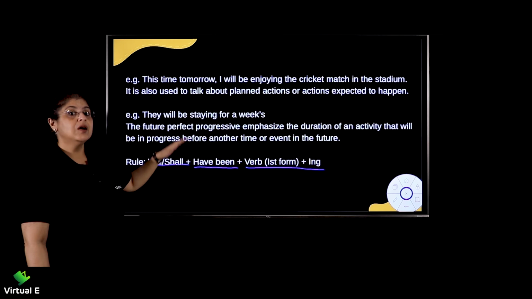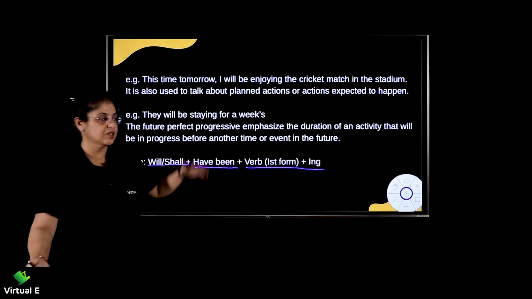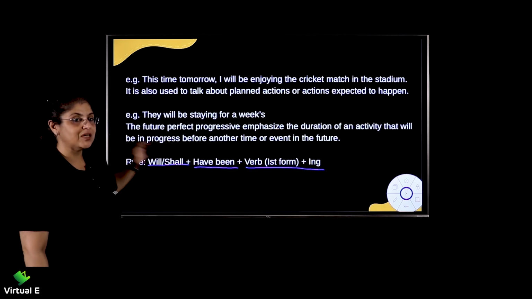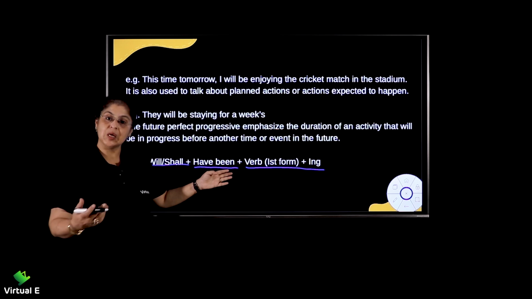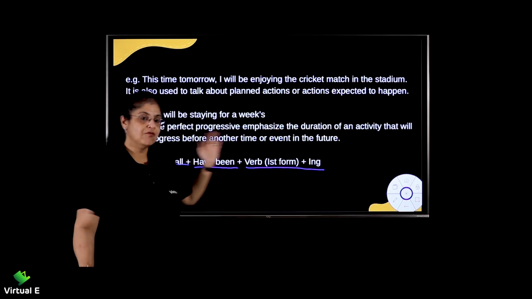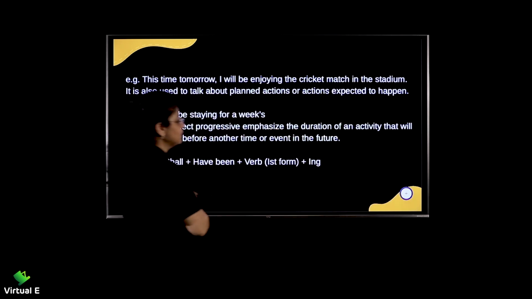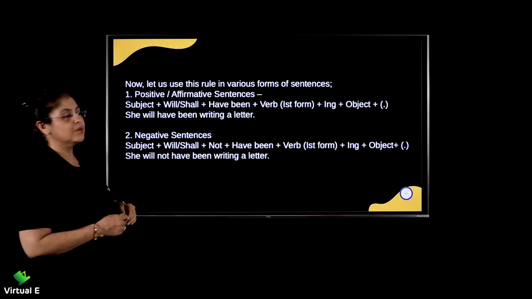So I will have been doing a particular action. We will see the examples further, but let's first concentrate on the formation. See, will or shall, future, have been, perfect, and ing, continuous. Where is the problem? Future perfect continuous, right? Pretty simple, isn't it? Once you get the hang of it. Let's look at the different formations.